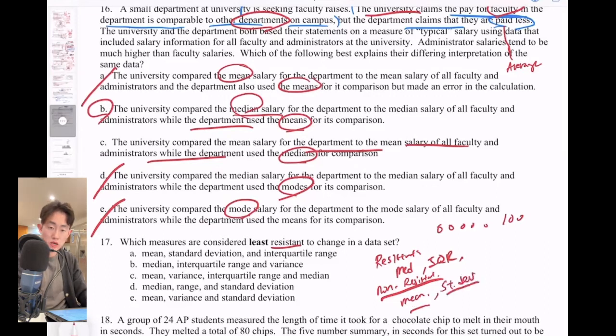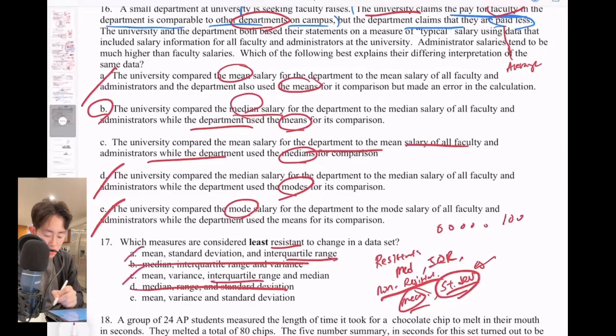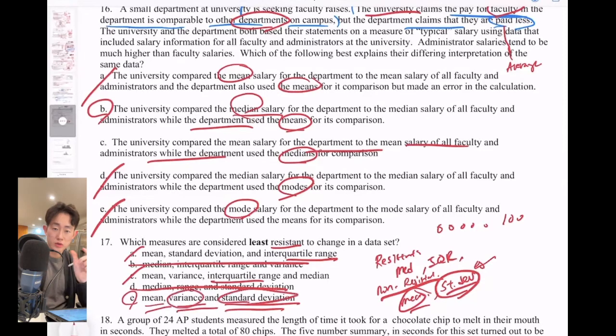I told you that we're not going to talk about these two, but standard deviation is a measurement of spread from the mean. So these two are the most non-resistant values or properties any distribution could have. So let's eliminate anything that says the median for B and D. I also see interquartile range for A and C. So the correct answer is E, mean, variance, and standard deviation. Variance and standard deviation are pretty much saying the same thing. We'll go over that later. But when we're talking about the resistance of the data set, it should be E. Anything with mean and standard deviation, they're the least resistant. Median and IQR, they're the most resistant.